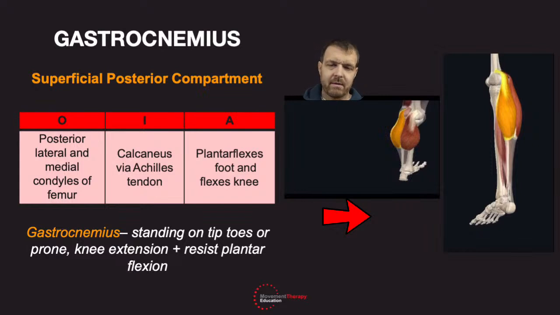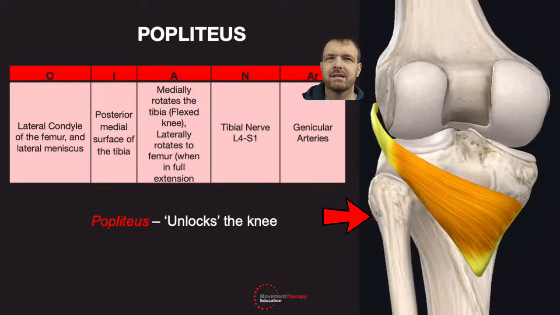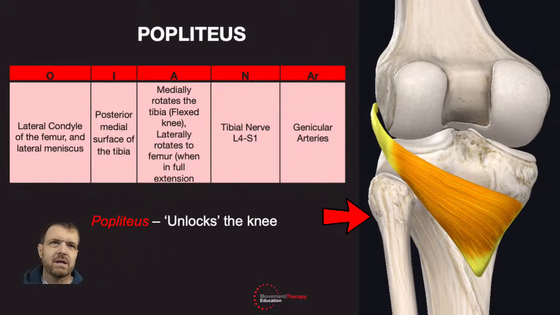And that comes from the superficial posterior compartment of the leg. When we were looking at the compartments of the leg before, we had to look at that last week. We didn't get to look at this one, and this is an important one for the knee.